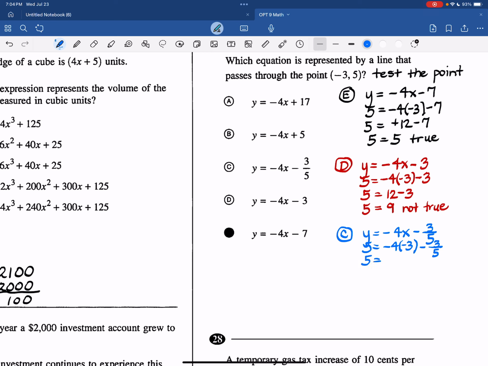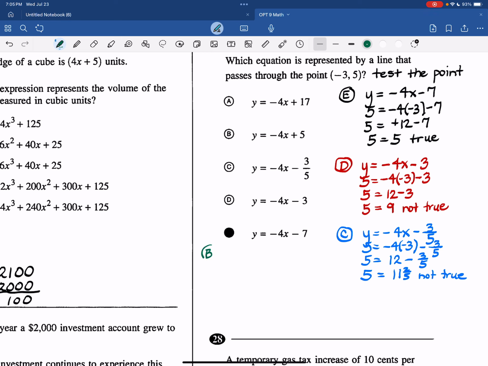Okay, so 5 equals positive 12 minus 3/5. So here we're saying that 5 is the same thing as 11 2/5, and that's not true. So we know that is not the answer we're looking for. It has to balance if the point truly is in the line.